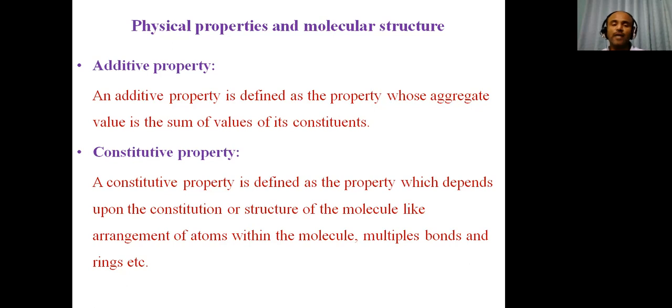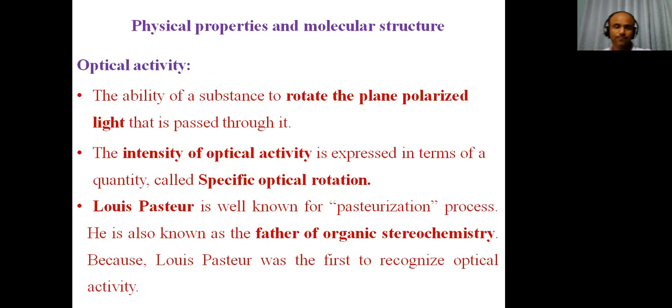Okay, in this way additive property can be defined. And constitutive property is a property which depends only on the constitution of the structure. It is not a sum or addition of the properties of individual particles. In this way, the basic concept related to the property in terms of physical property and chemical property, we have discussed.